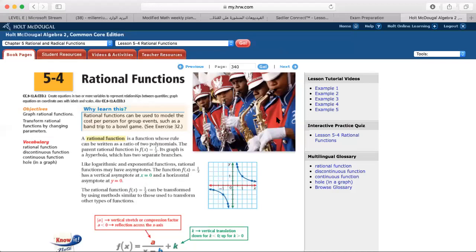Like logarithmic and exponential functions, rational functions may have asymptotes. The function f of x is equal to 1 over x has a vertical asymptote at x is equal to 0 and a horizontal asymptote at y is equal to 0.